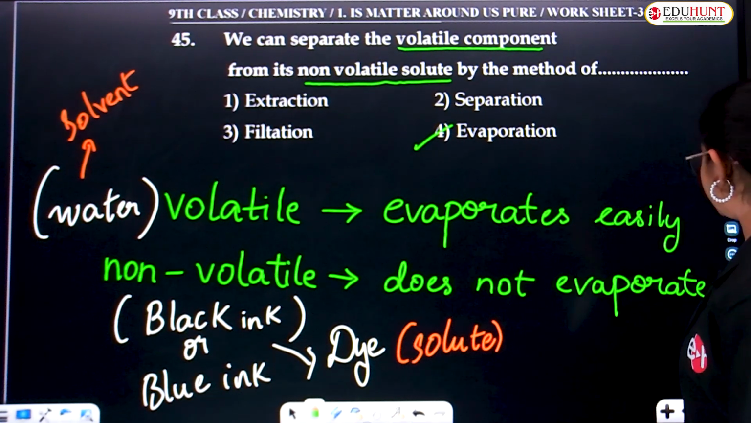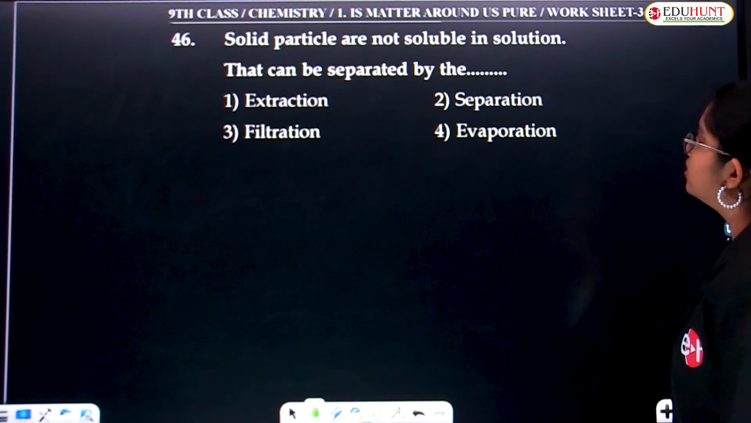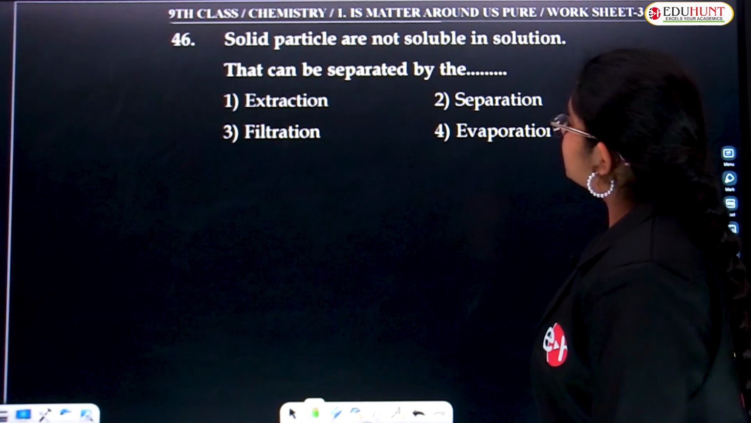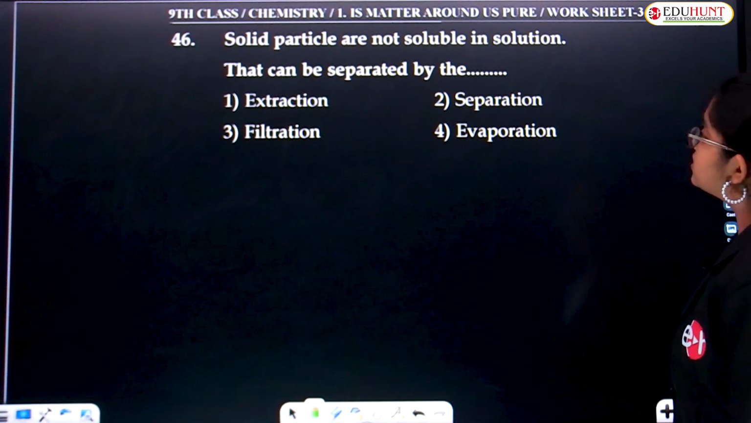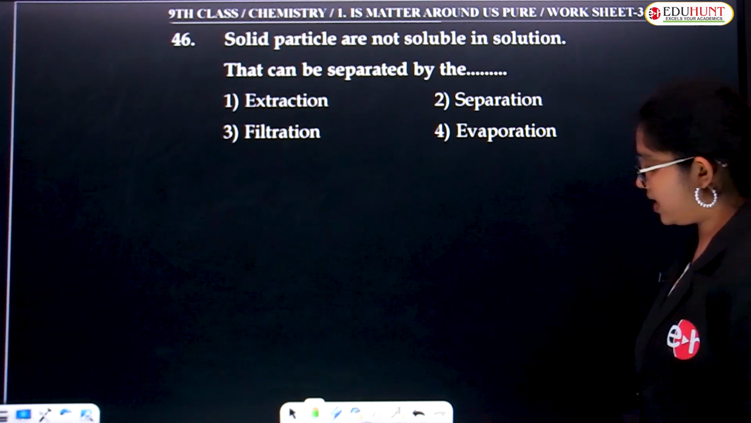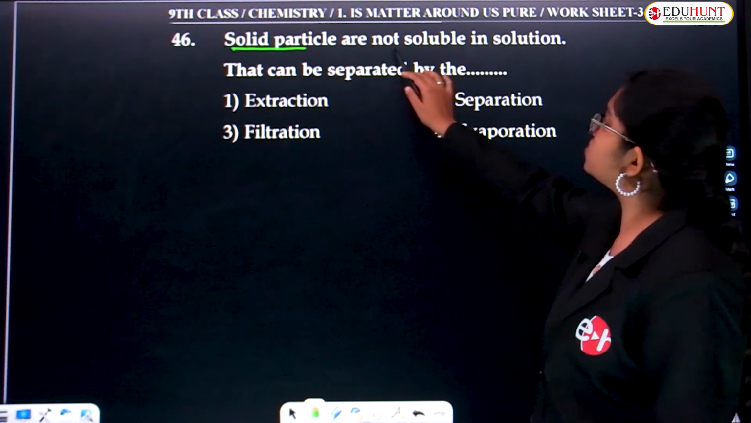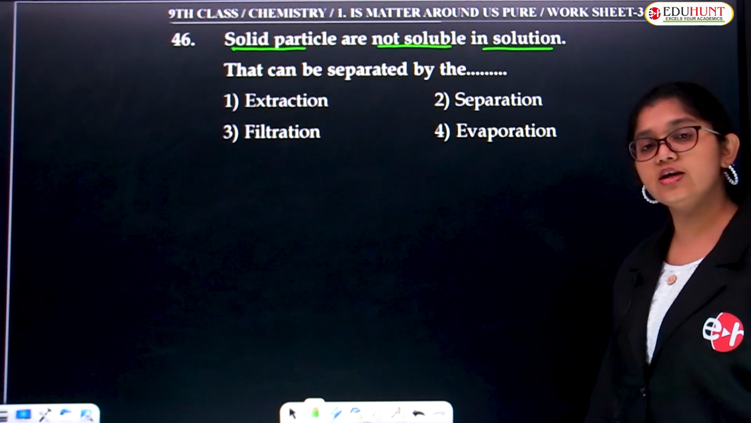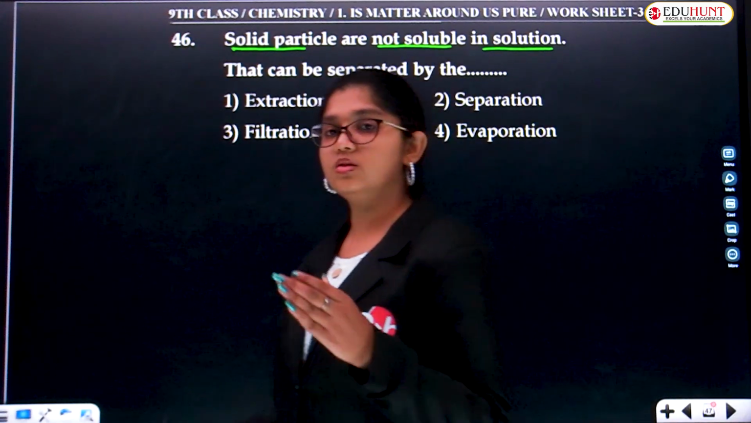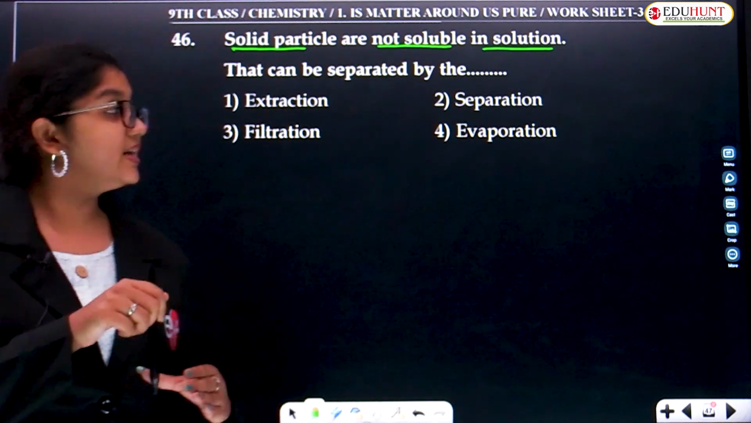Now here we have the next question. Solid particles are not soluble in solution. There are some solid particle systems where the solid particles are not completely dissolved in the solution.